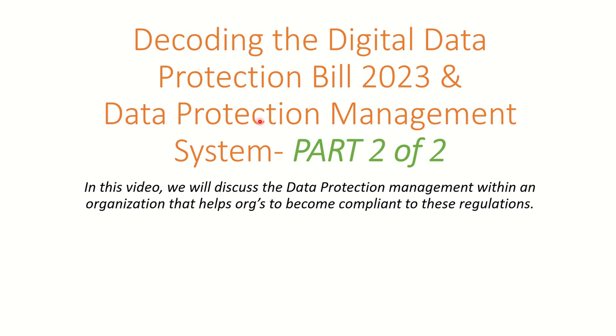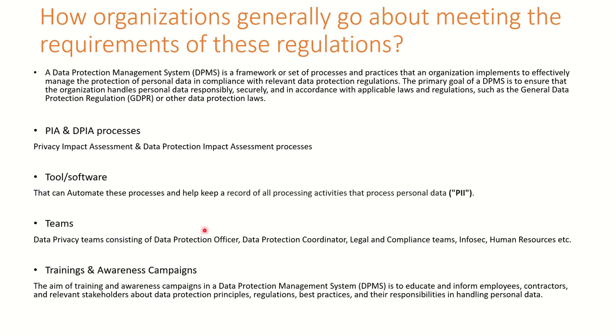The primary goal of a data protection management system is to make the organization compliant with the different regulations of different countries for data protection. Another goal of a data protection management system is also to provide protection for individuals' rights and freedom over their personal data. And we will also discuss in this video what are the main components that go into making a data protection management system.